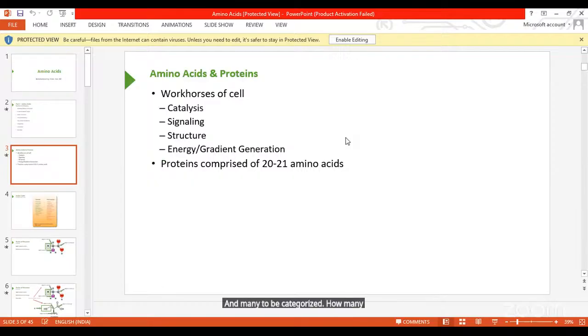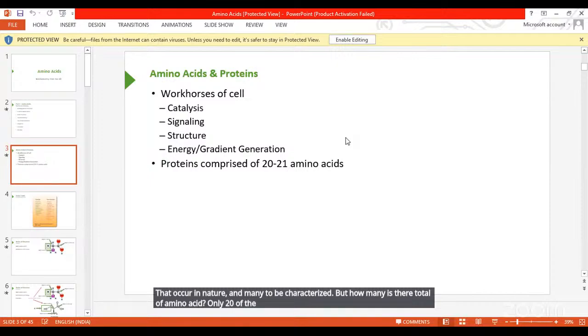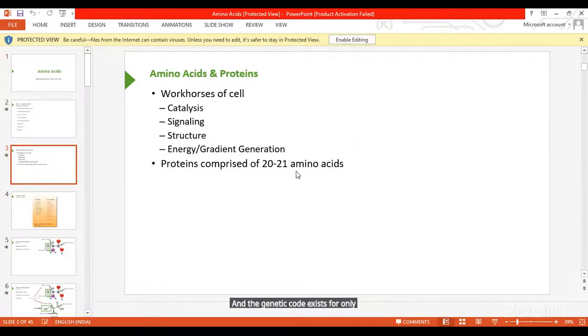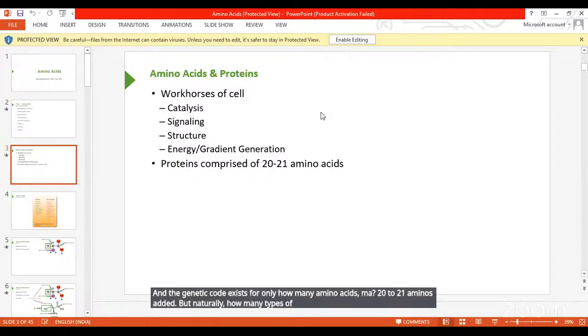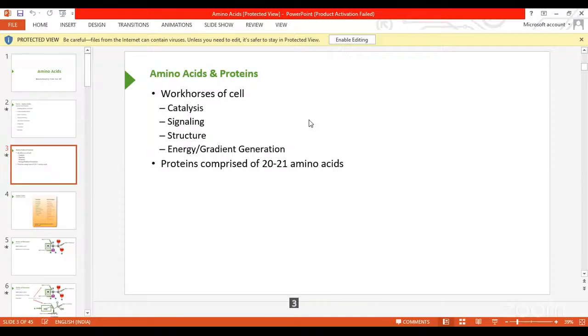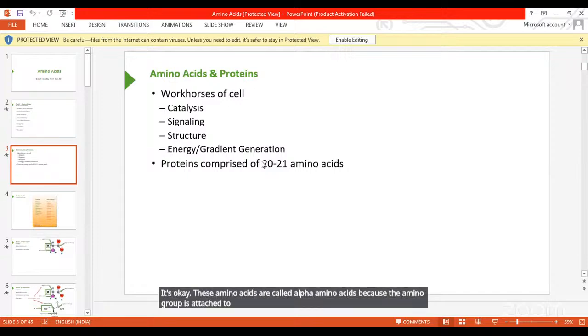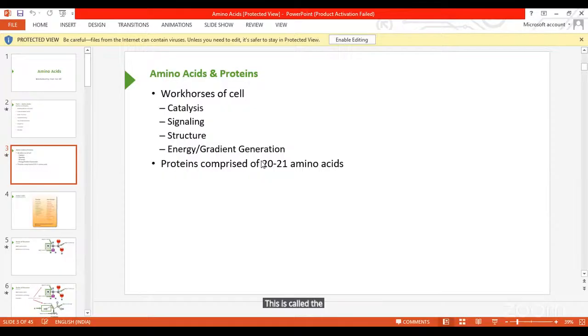How many? I will explain. More than 300 amino acids occur in nature and many are yet to be characterized. But how many total amino acids are there? Only 20 of the amino acids are found in protein structure, and the genetic code exists for only 20 to 21 amino acids. But naturally, how many types of amino acids occur? More than 300. These amino acids are called alpha amino acids because the amino group is attached to the first carbon, the one connected to the carboxylic carbon.